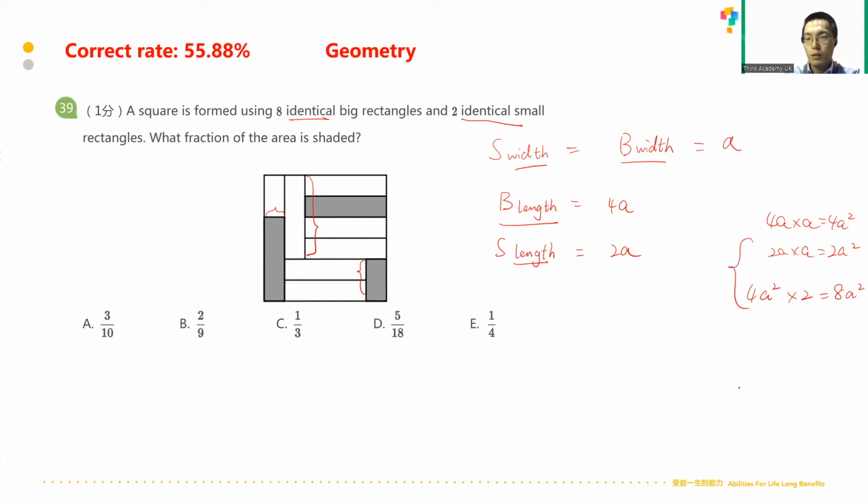So altogether, the shaded area, we have 8A squared plus 2A squared, which is 10A squared. This is the shaded area. So I'll use capital letter A to represent area.